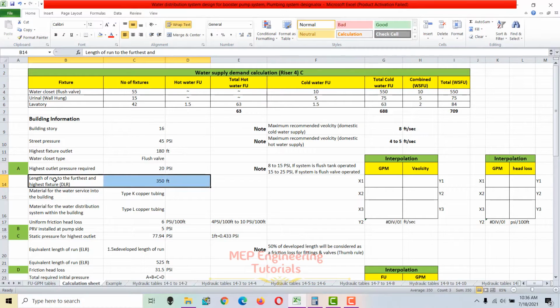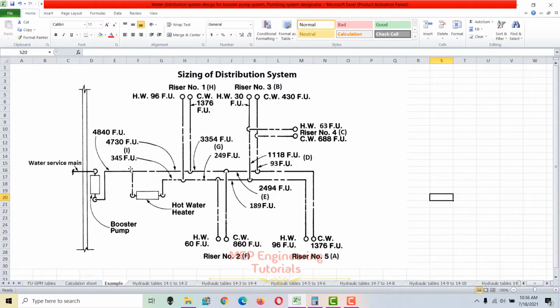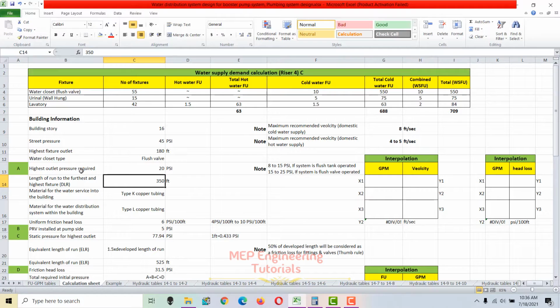So next thing we have to check the length of run to the farthest and highest fixture. So we need to write that length in here. You have to go to your drawing and mark the lengths of each section, riser and everything. Since we know that our water closet is the highest and the furthest outlet, up to that outlet we have to check the length and write it in here. Let's say we got 350 feet is the length of run to the furthest and highest fixture. We have to write 350 feet in here. This is called DLR, that is developed length of run.